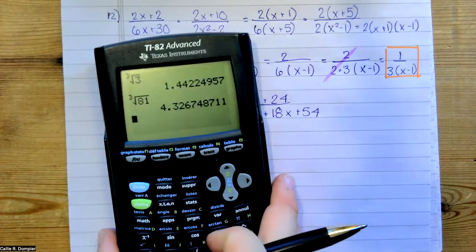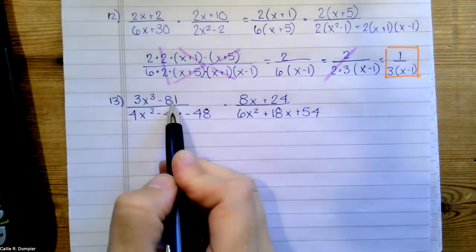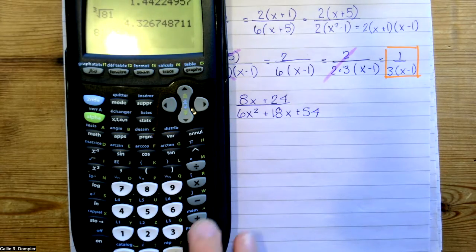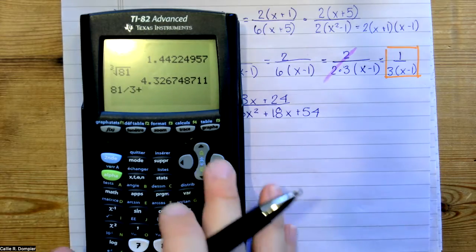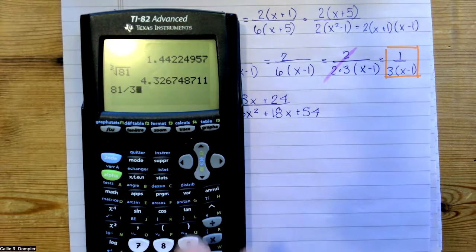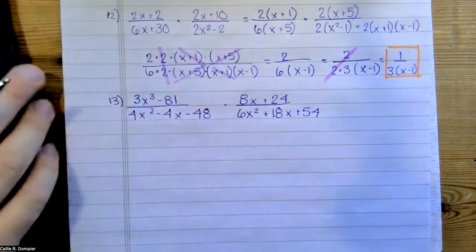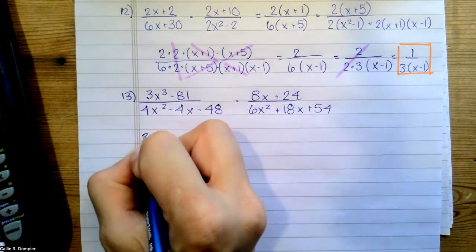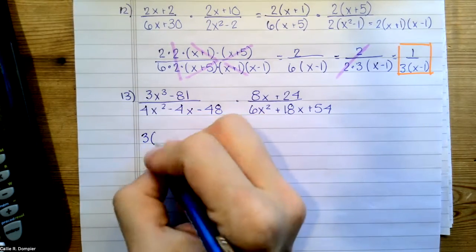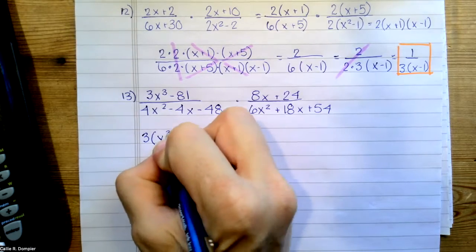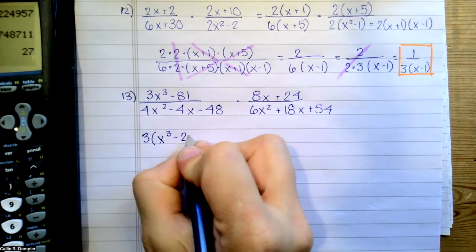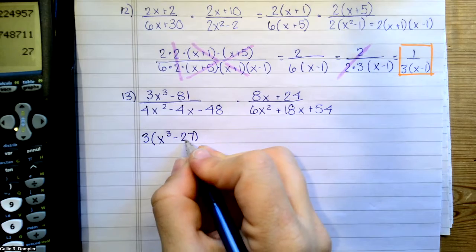However, I do know that I can take 81 and I can divide it by 3. I get 27. So the first thing I can do with 3x cubed minus 81 is take out a 3. 3x cubed divided by 3 is just x cubed. Negative 81 divided by 3 we saw is negative 27. And then we can say, are those perfect cubes?